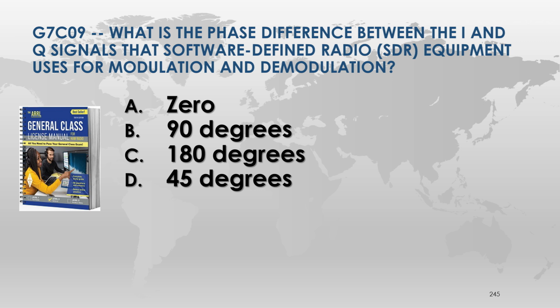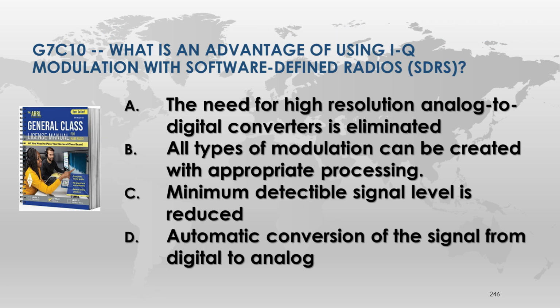What is the phase difference between the I and Q signals that software-defined SDR equipment uses for modulation and demodulation? Charlie. Somebody said Charlie? Bravo. Phase. What is an advantage of using I and Q modulation with software-defined radios, SDRs? I'm guessing, but I think I got the right one. Delta. So I'm going with Bravo.